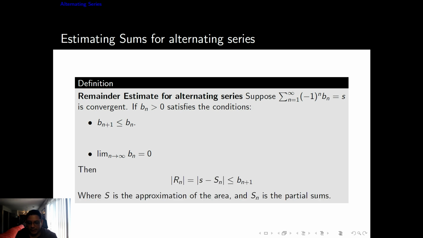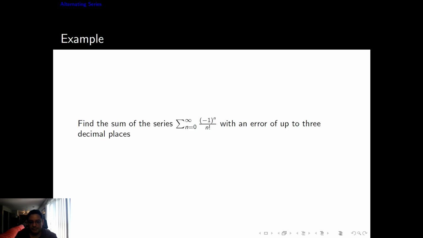So now we can assume then the remainder of the partial sum versus the total sum is going to be less than the n plus 1 term. And this is just a consequence of the nature of the alternating series, plus the fact that there is constantly a decreasing function. Okay, so to just make an example of that, let's find the sum of the series (-1)^n over n factorial with an error of up to 3 decimal places.